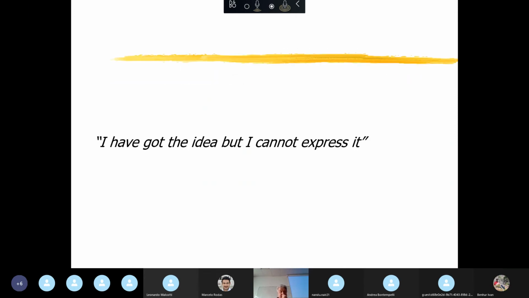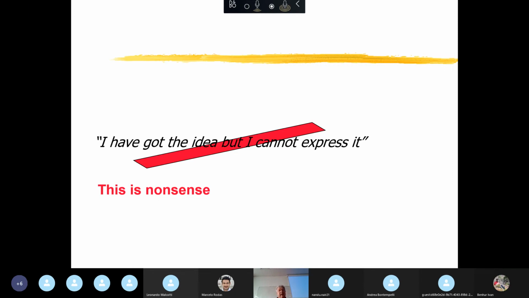Sometimes when I give you homework and people try to write it down, they sometimes come to me and say, oh look, I got an idea but I cannot express it. And I ask them, do you really know what you want to say? Yes, but I can't say it. I just don't have the right words, okay? This is nonsense. Anytime you're not able to articulate what you have in mind precisely, this simply means that you have not understood, right?